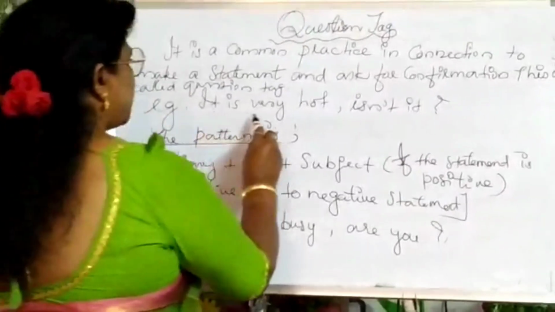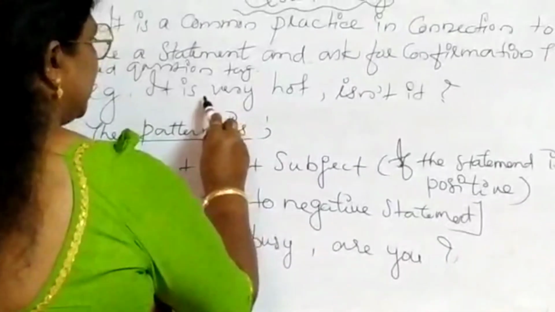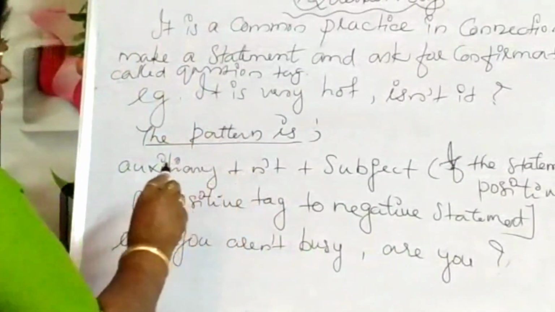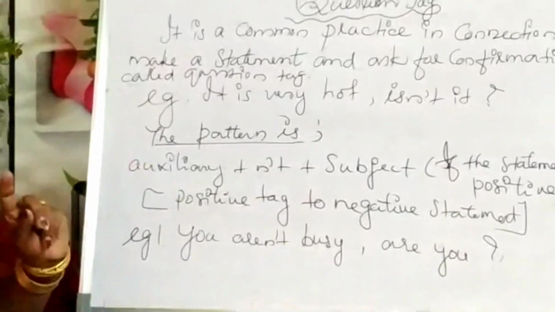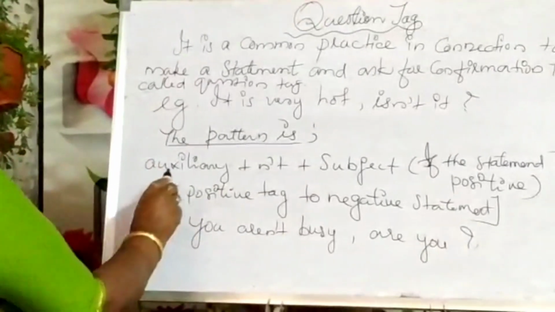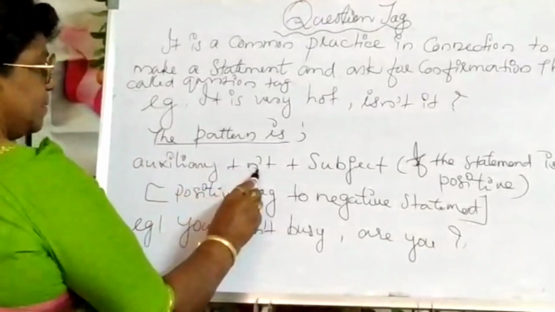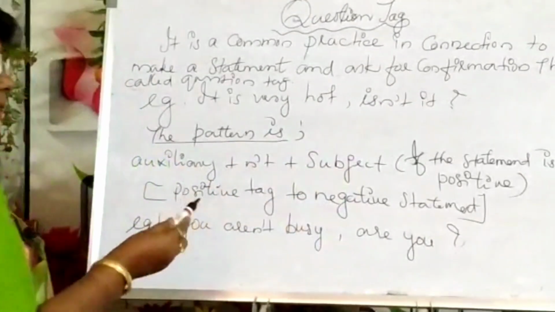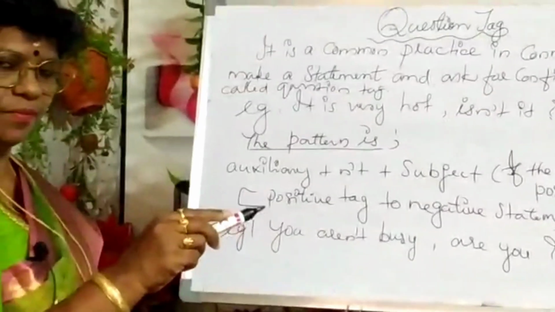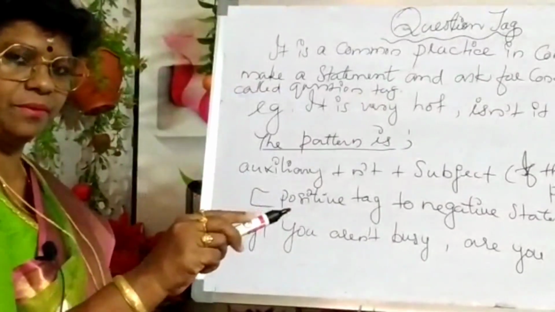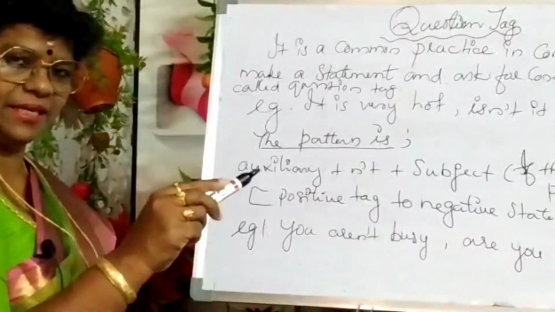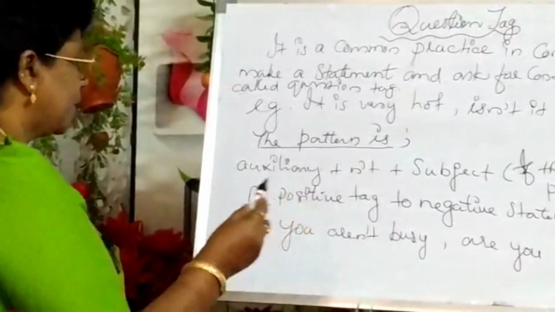Example: it is very hot. It is very hot, isn't it? The pattern is auxiliary plus n't plus subject. If the statement is positive, the tag is negative. If the statement is negative, the tag is positive.